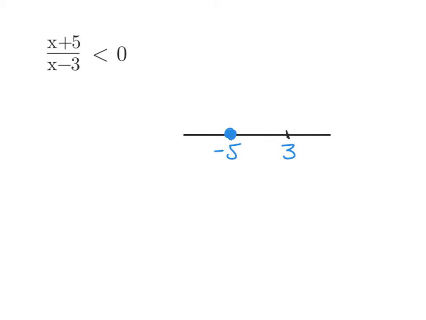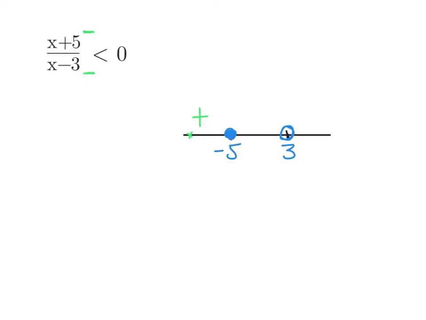But if we were to let x be 3, that would leave us with a fraction that's undefined because the denominator would be 0. So I'm going to signal that with an open circle. Then we go through our process just like we did before. Pick a number that's very small, like -1 billion. -1 billion plus 5 is negative. -1 billion minus 3 is negative. Negative divided by negative is positive.